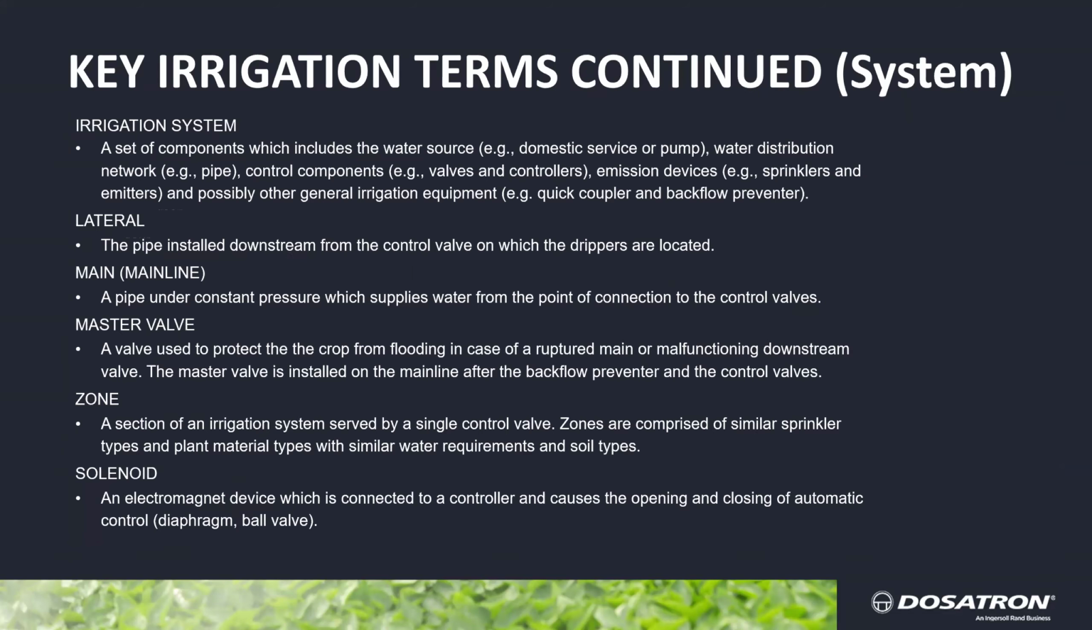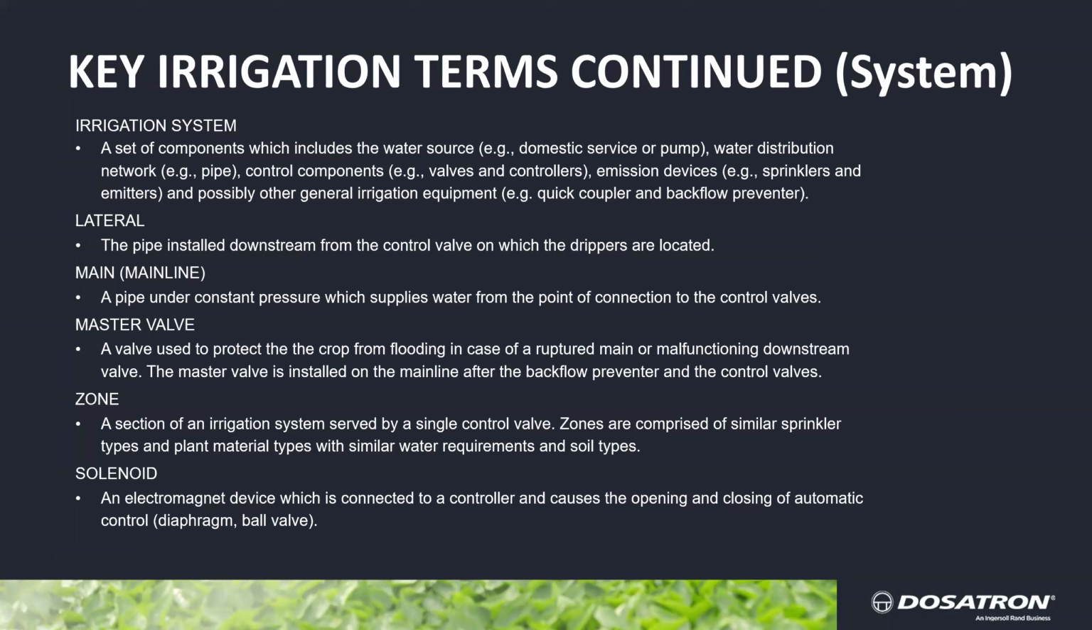Our next set of irrigation terms are going to be related to an irrigation system. Think of your sprinkler system. So an irrigation system is a set of components which include a water source. This could be a domestic tap. This could be a well pump. This could be a freshwater holding tank, but it is our source of water.